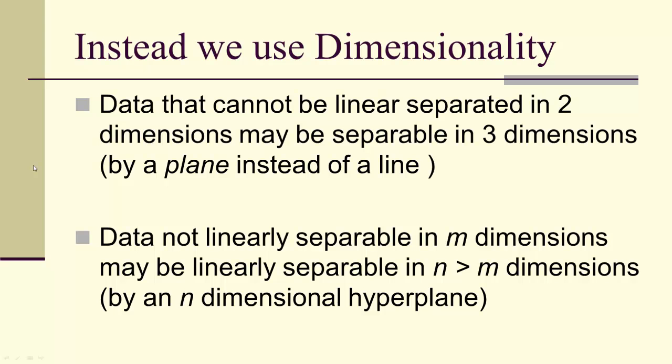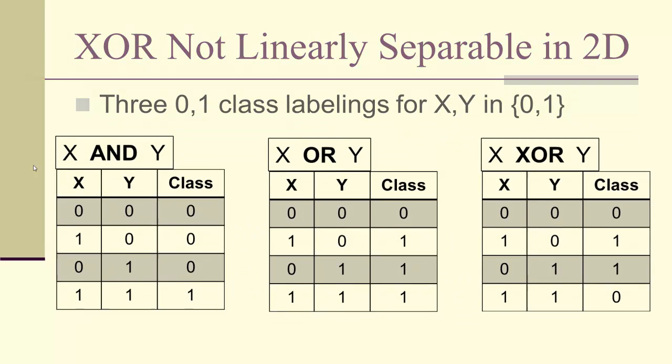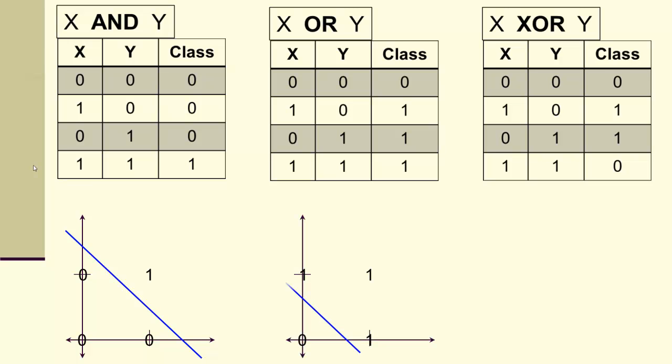Instead, we use dimensionality. Data that can't be separated in 2 dimensions may be separable in 3 or more. And in general, we have m-dimensional data. Perhaps it's linearly separable in greater than m dimensions. For example, XOR data is not linearly separable in 2 dimensions. The x and y is separable. The x or y is separable. But XOR labels the 1, 1 and 0, 0 points the same, therefore it's not separable.